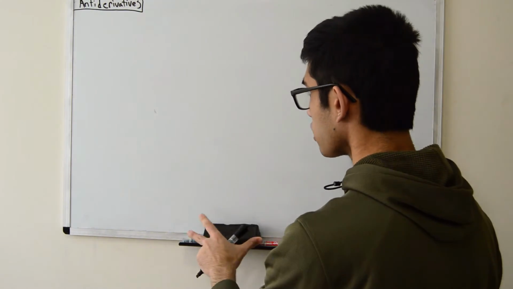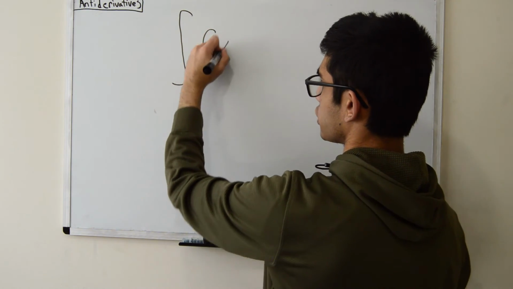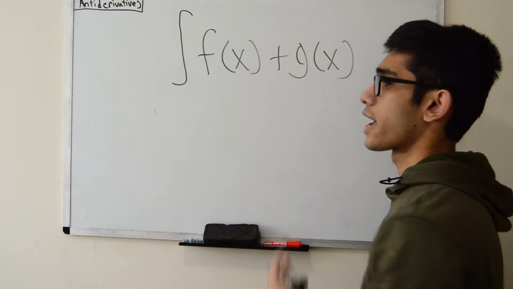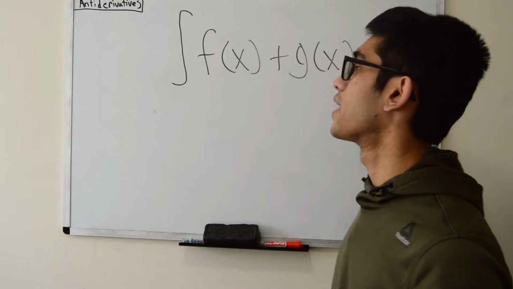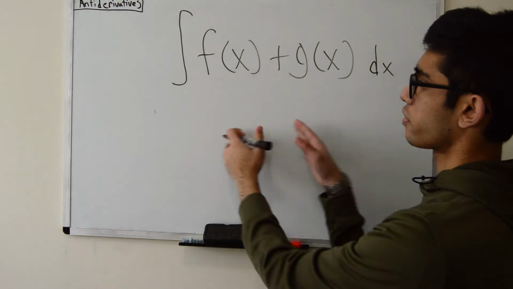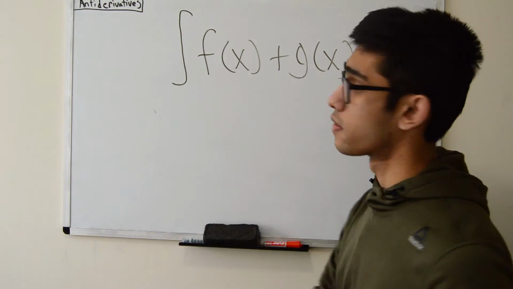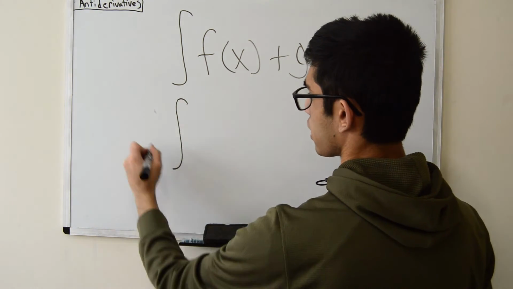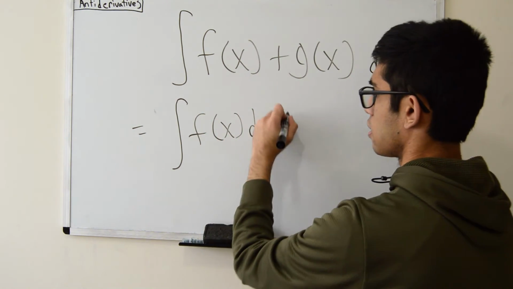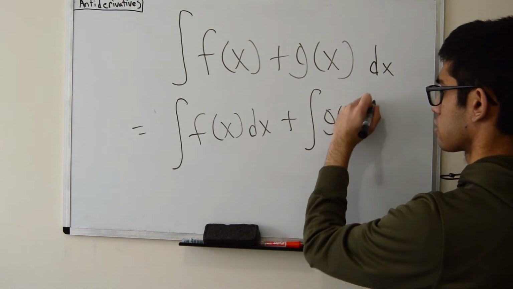Another property is, what if we had the integral of a function plus another function? What if it was something like x squared plus x cubed? What would the integral of that be? Well, I'm here to tell you that you can just separate the two functions. You can take the integral of this, then the integral of that, and add them together. That is equal to the integral of f of x dx plus the integral of g of x dx.